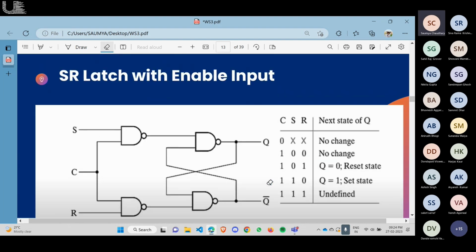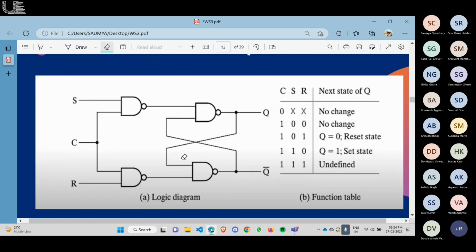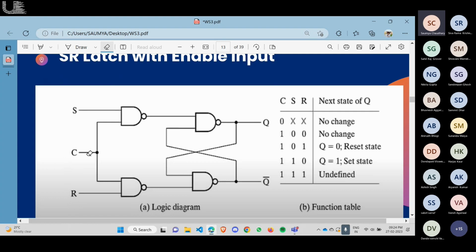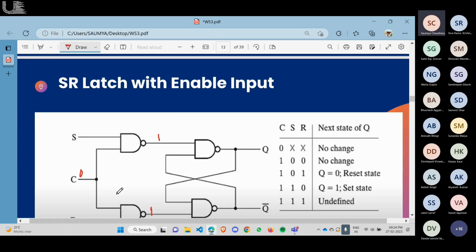So now we'll move over to the SR latch using the enable input. Here we give one input called enable. When the enable input is 0 and it is the NAND gate, it will not depend on the S and R. It will give 1 and 1.